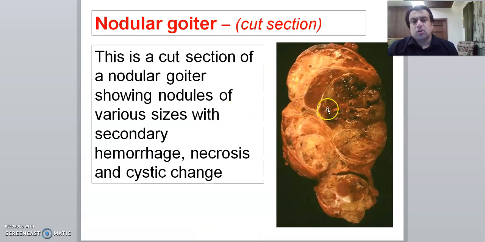This is the cross section of the thyroid gland. You can see the bleeding and the dead necrotic segments, showing the secondary hemorrhage, necrosis and cystic changes. You can well imagine here that the in-between tissue is normal, but the nodular ones are necrotic tissue.